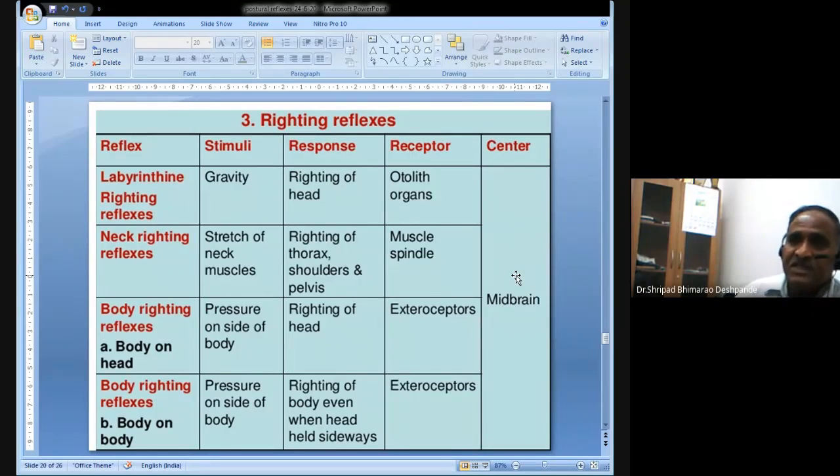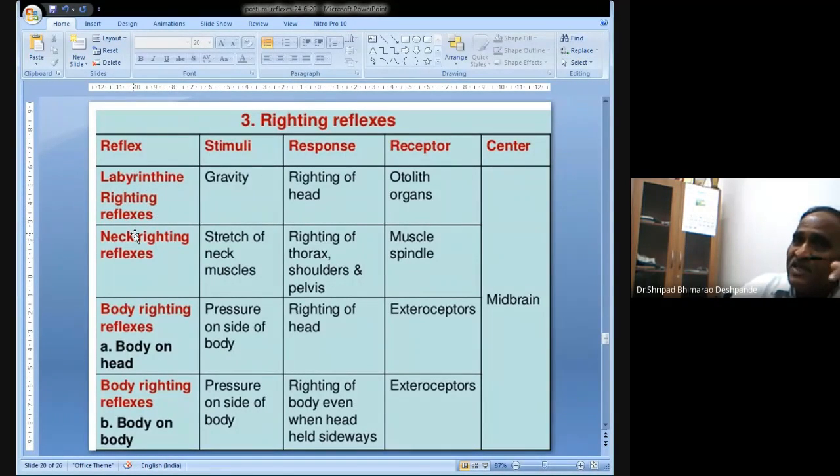Righting reflexes are those reflexes which try to maintain our body posture in space. These righting reflexes are generated by 4 or 5 sets of a series of reflexes operating. Of that, we have the labyrinthine righting reflexes. That is a tonic labyrinthine reflex. Now don't confuse that with this.